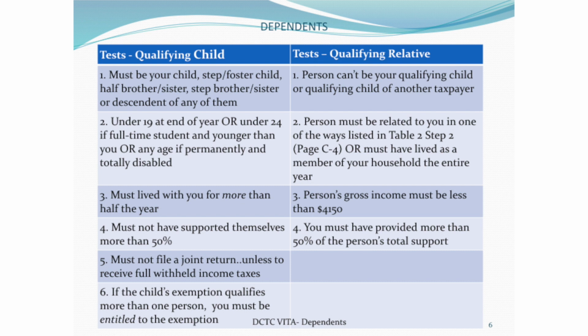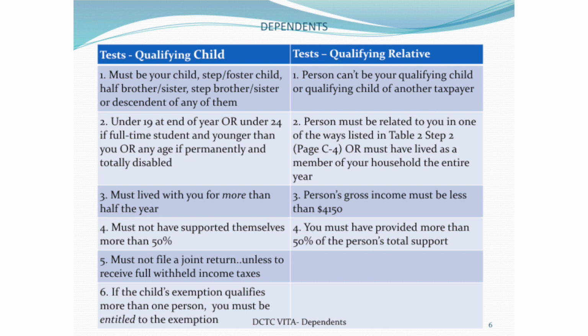Number 3, the qualifying child must live with you for more than half of the year. Number 4, the qualifying child must not have supported themselves for more than 50% during the year. Number 5, the qualifying child must not file a joint tax return unless that qualifying child is receiving a full income tax withheld amount in the form of a refund.